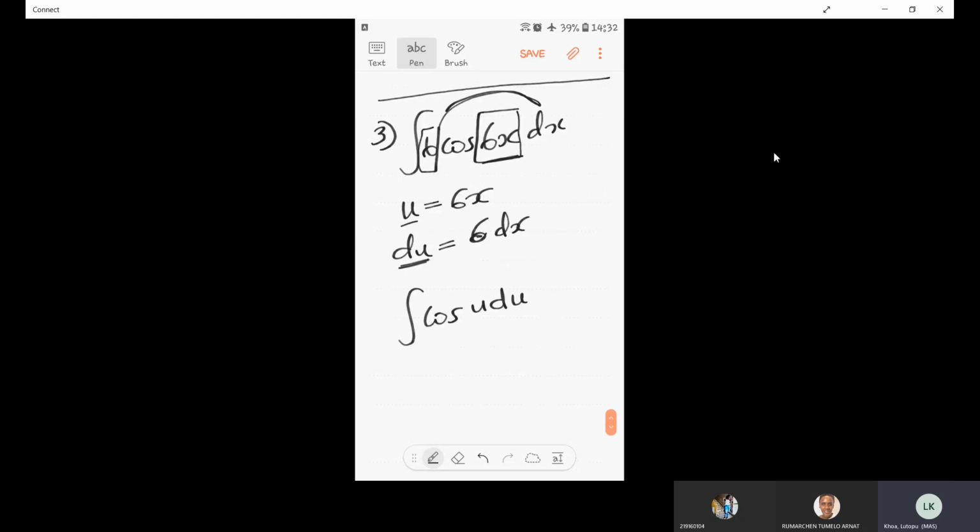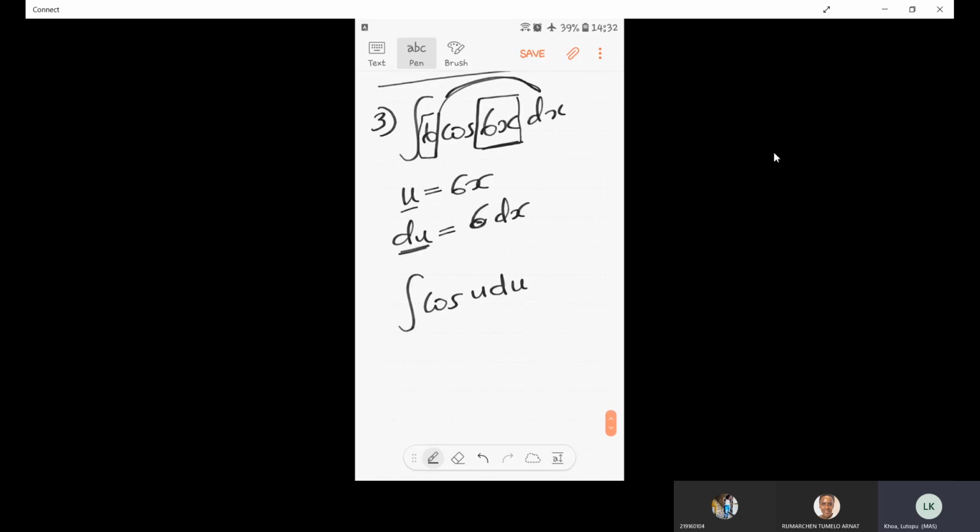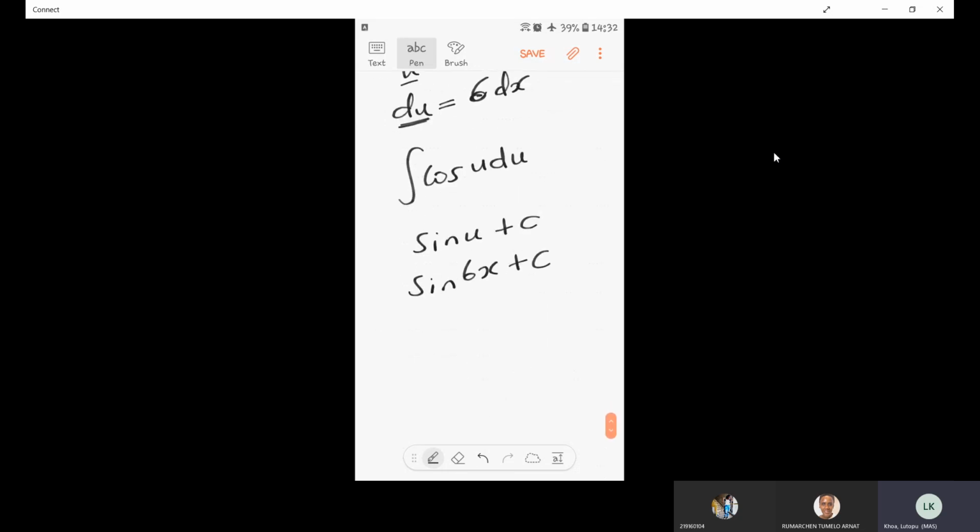Then the integral of cos of u, just like in the previous one, is just sine of u plus c. Then remember that u is 6x, and then that is my final answer. So again, you can always very quickly check that the derivative of this function is what you are asked to integrate.